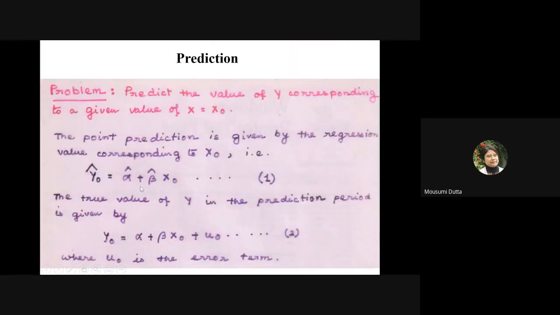So if anybody has any confusion, look at equation number 1. How do we calculate the predicted value of y naught, or what is the structure of the predicted value of y naught? Y naught hat is equal to alpha hat plus beta hat x naught. So for that matter, you are actually calculating alpha hat and beta hat. The x naught value is given. Once you calculate alpha hat and beta hat, please calculate alpha hat plus beta hat x naught. That will give you the value of y naught hat.